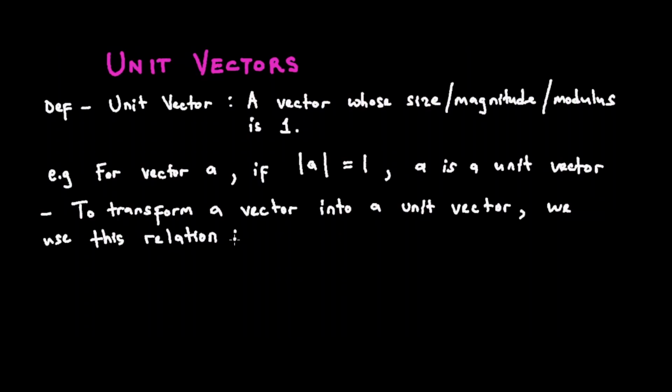So what is the relation? A unit vector is just equal to the vector in question over its modulus. Here I have just written modulus, but you know it is its modulus. So what it means is, if we take a vector and divide by the size of that vector, we get a unit vector. That is what that simply means.